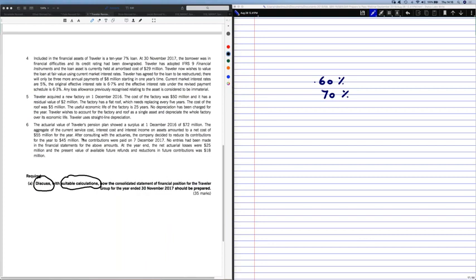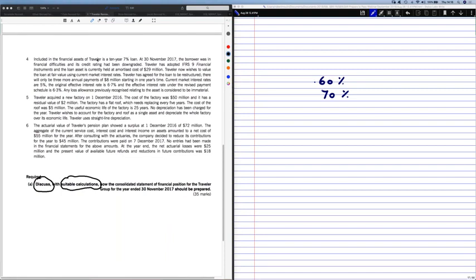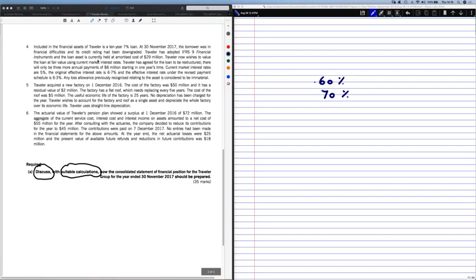Okay, so before we look at the group elements here, I'm just going to get us to read through note 4. Now remember, this is part of this original question. Let's read this through together. Included in the financial assets of Traveller is a 10-year 7% loan. At the 30th of November 2017, the borrower was in financial difficulties and its credit rating had been downgraded. Traveller has adopted IFRS 9 and the loan asset is currently held at amortized cost of $29 million.